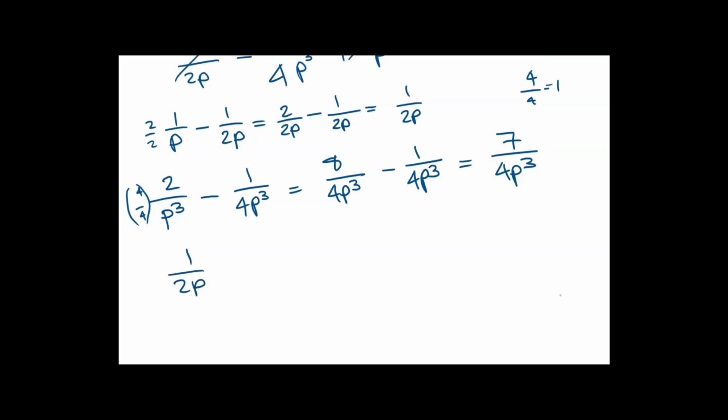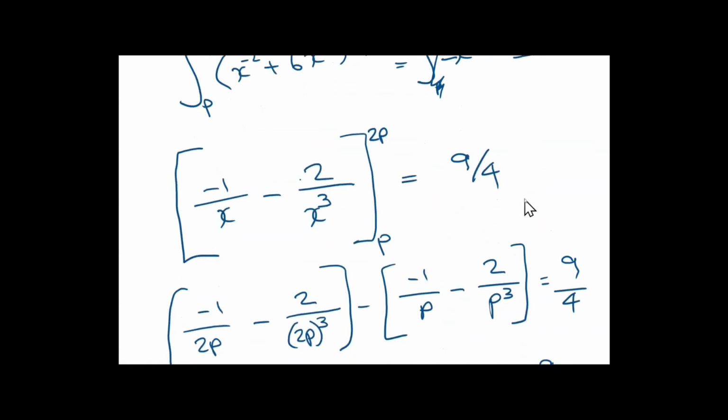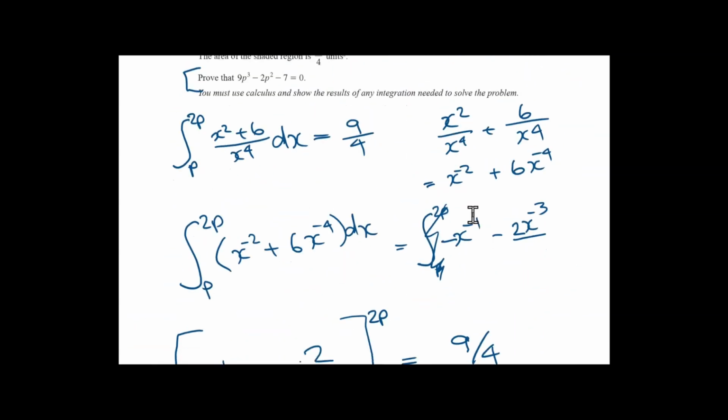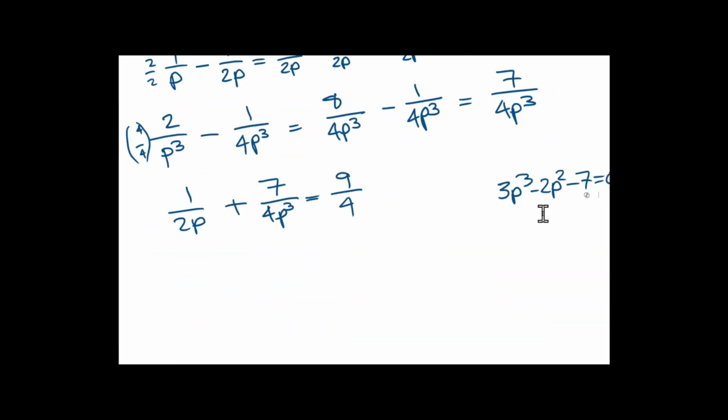And now we combine them. 1 over 2p plus 7 over 4p cubed equals 9 over 4. Almost there. We want it to look like 3p cubed minus 2p squared minus 7 equals 0. We're nearly there.